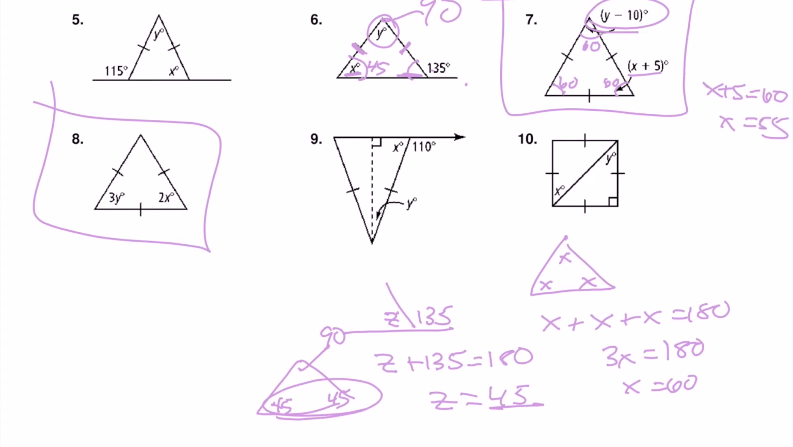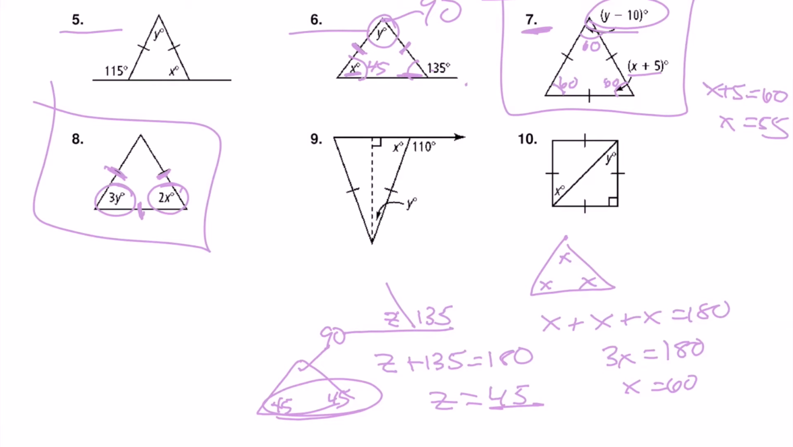This one down here on the left, you've got 3y and 2x. We know that they're congruent because these two sides are congruent, but notice all three sides are congruent, so this is an equilateral triangle. You're going to solve that one just like you did number 7. I'm not going to do that one for you. You can figure that one out. Number 5 is going to be solved in a similar manner as number 6.